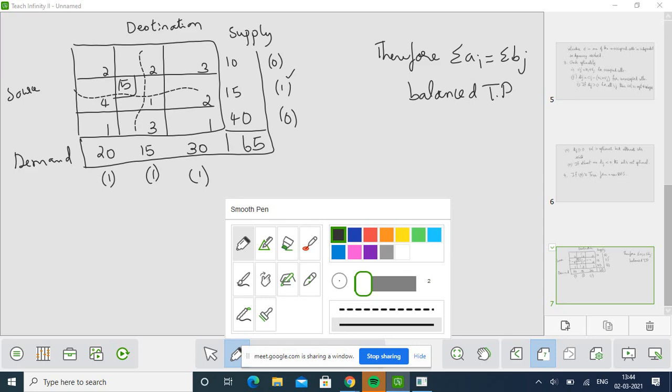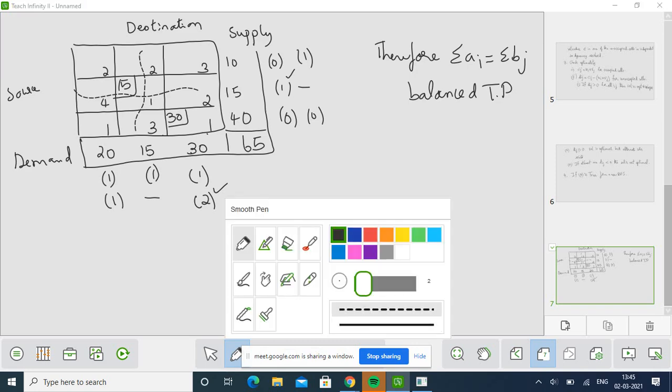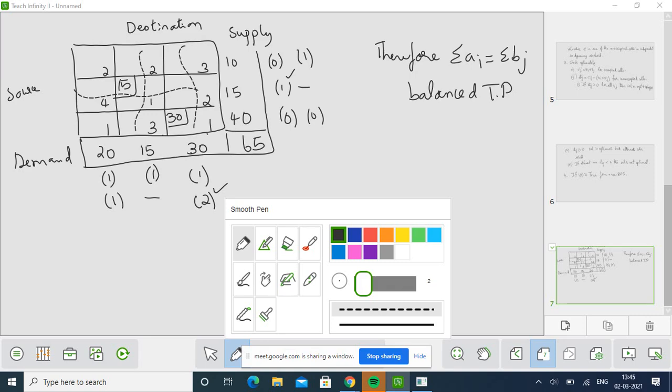Next, what else I have to do? Here I have to put a dash, and here it is 3 minus 2, value is 1. Here it is 1 minus 1, value is 0. Here it is 2 minus 1, value is 1. Here it is 3 minus 1, value is 2. Select the maximum. Maximum value is 2. Now look at this column. Choose the cell with the least cost, that is 1. How much can you allocate? 30 or 40. So I allocate 30. The minute I allocate 30, this demand gets satisfied.